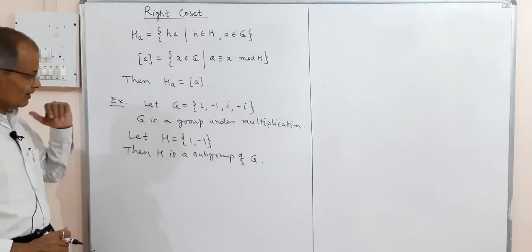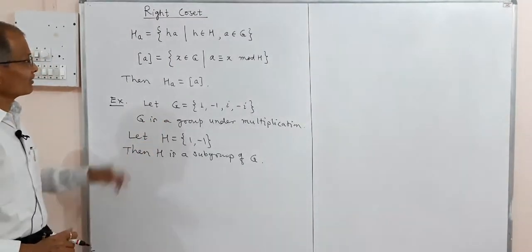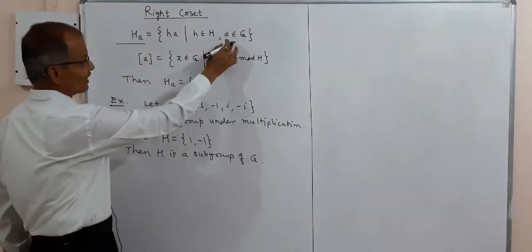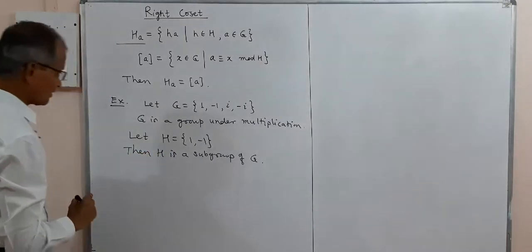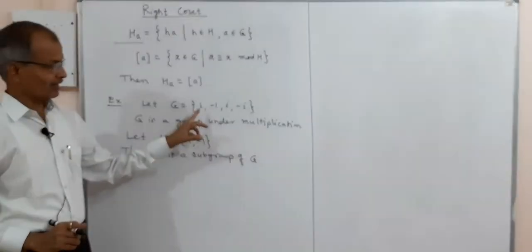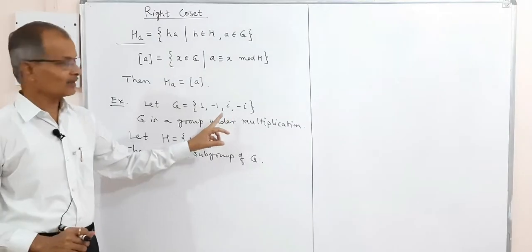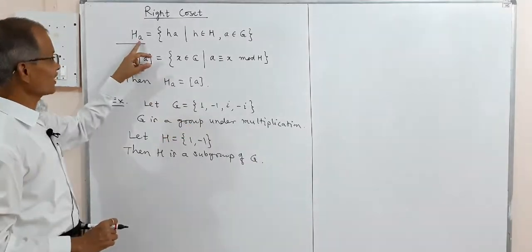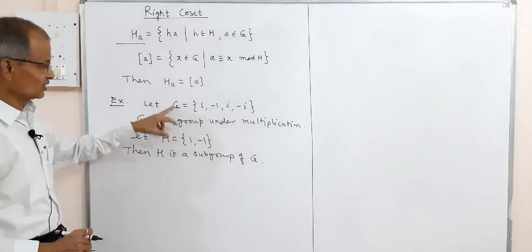Now we will form the right cosets of H in G. To form a right coset of H in G, we have to consider a belongs to G and h belongs to H. Here, how many elements are there in G? Total 4 elements are there, and therefore there will be 4 right cosets. That depends on the number of a elements in G. 4 right cosets of H in G.